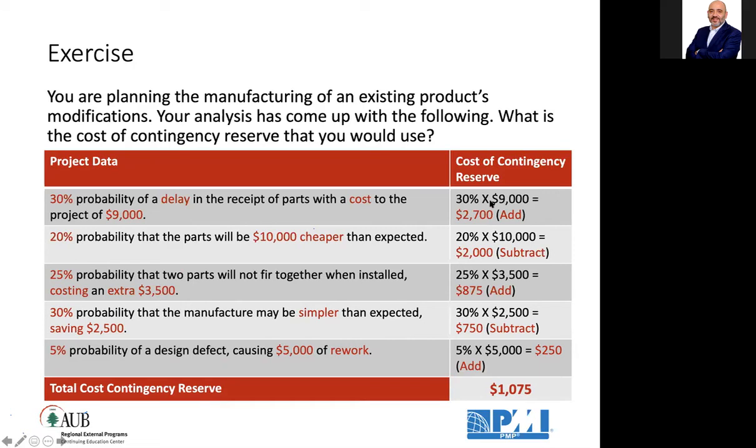So 0.3 times 9,000 equals 2,700. Since it's a threat, I'm going to add it. Plus a negative 2,000 because this is an opportunity. $10,000 cheaper. Now, 25% probability that two parts will not fit together when installed, costing an extra. This is a threat. I'm going to add. This is an opportunity. I'm going to subtract. This is a threat. I'm going to add. If I add 2,700 و2,875 و750 و250, the net will be 1,075.